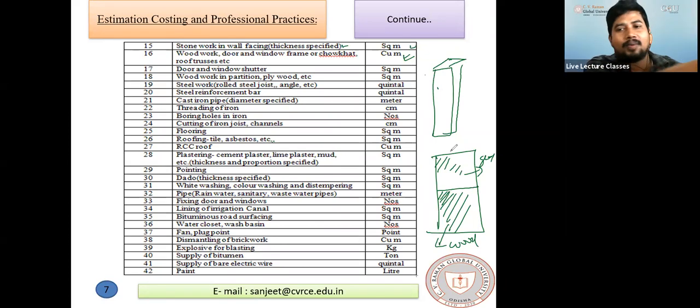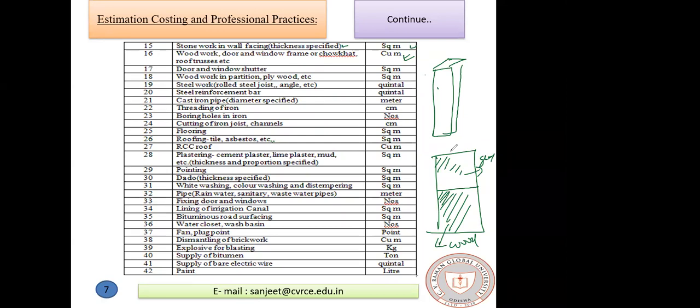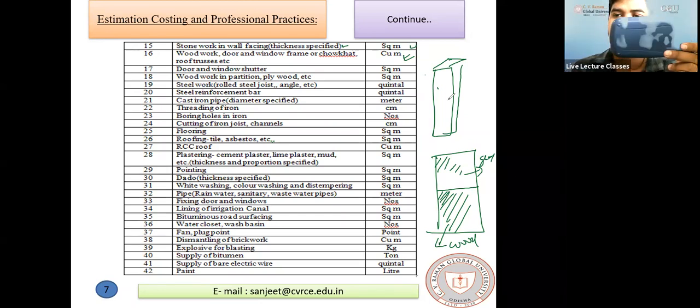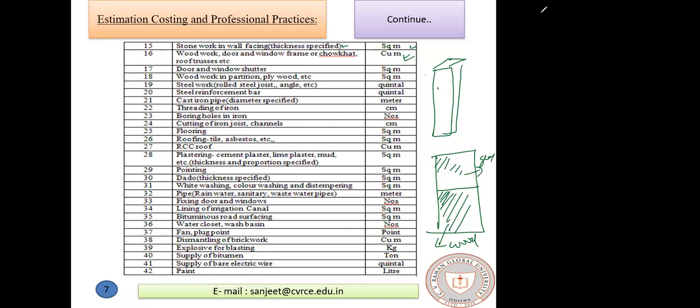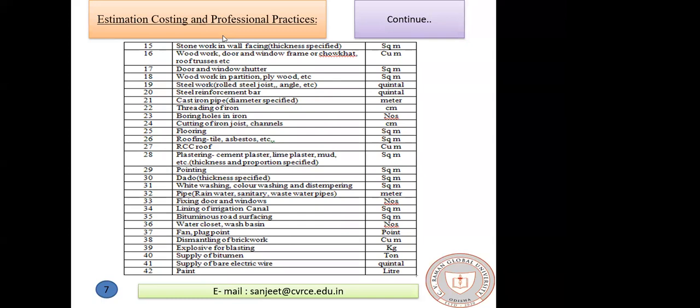If you see the example of this copy, are you able to see this copy? No, sir. Just a minute. Are you able to see this calculator? Not clearly visible. Wait a minute. Now can you see this book?